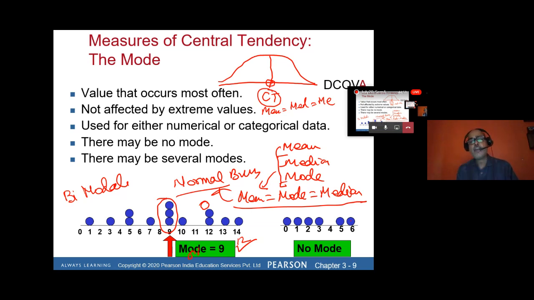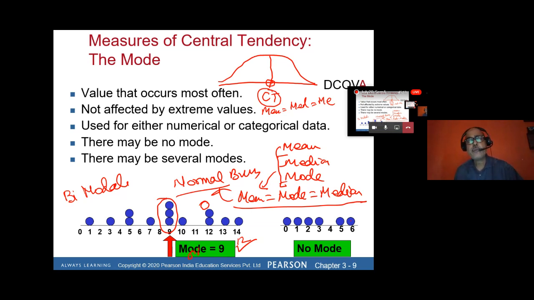Now, when I say a normal business, it means mean, median, mode are at the same point. So a business is said to be normal only when the average salary also has to be 5,000. The mean salary has to be 5,000.